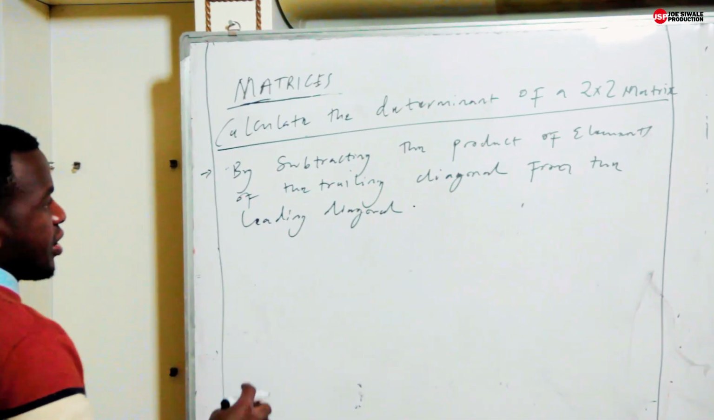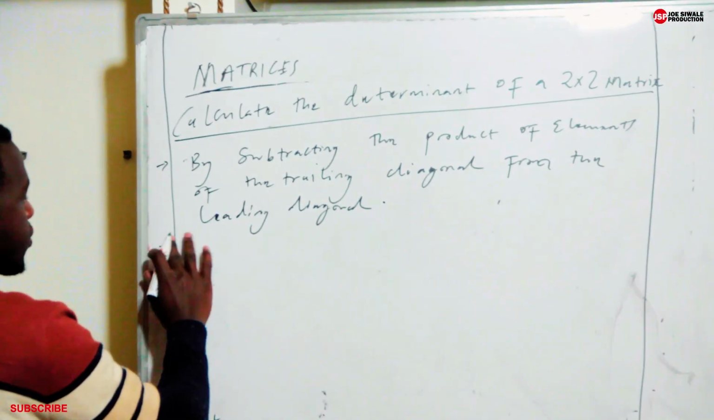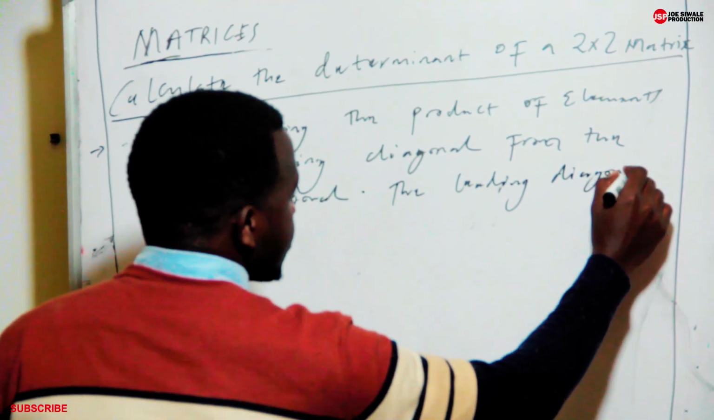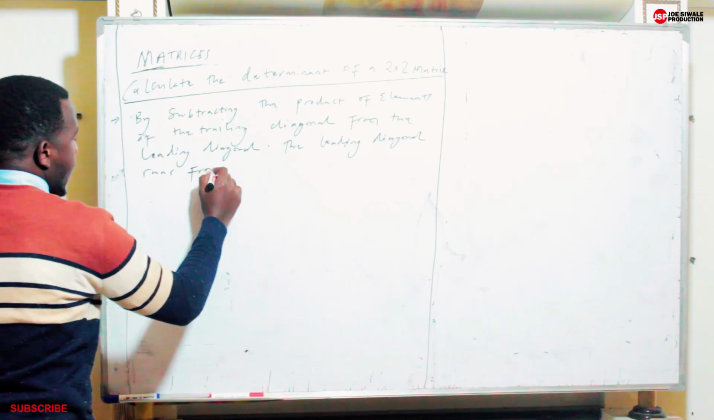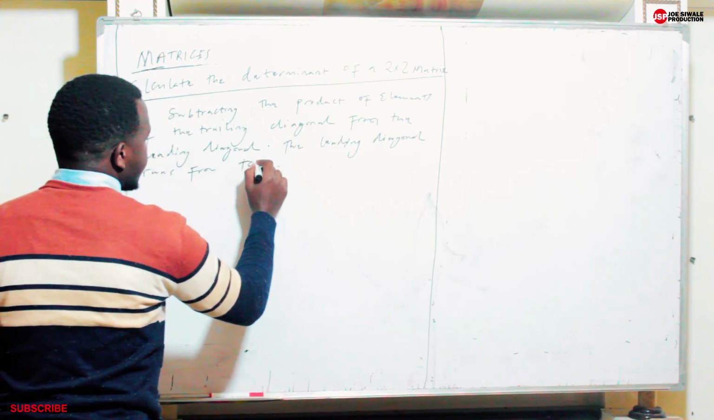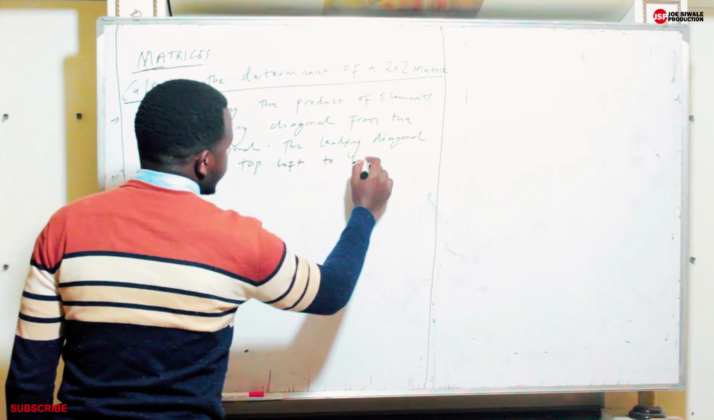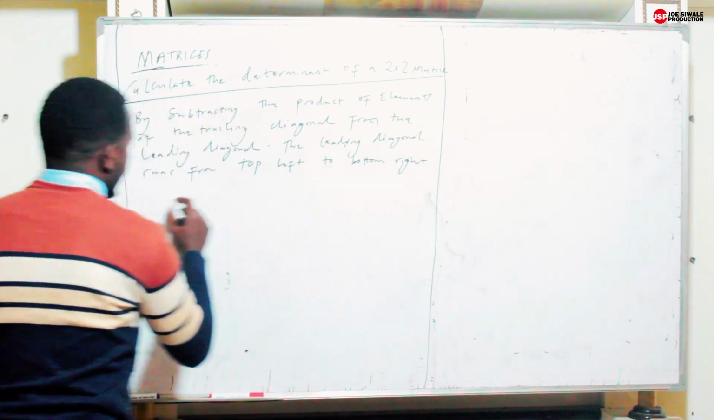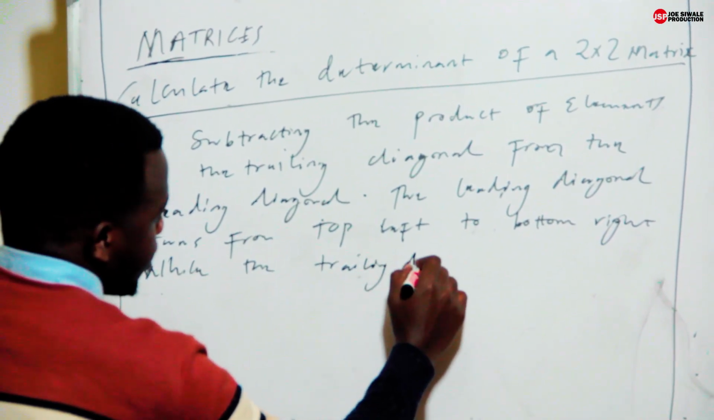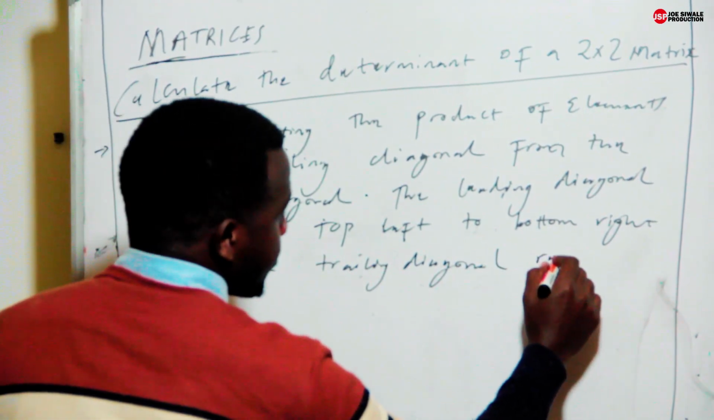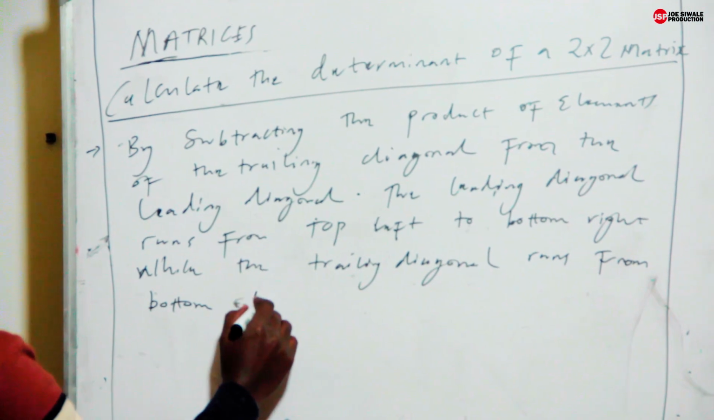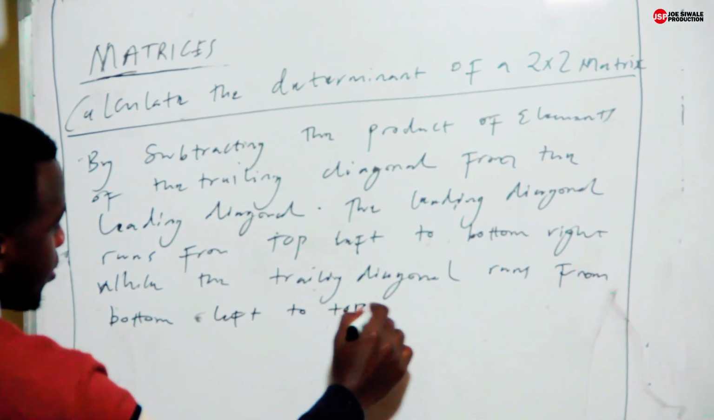So we can say that the leading diagonal runs from top left to bottom right, while the trailing diagonal runs from bottom left to top right.